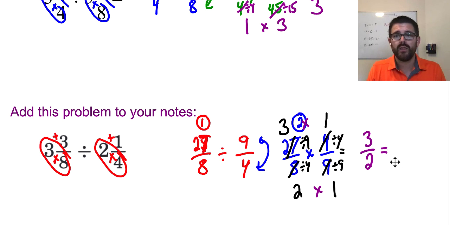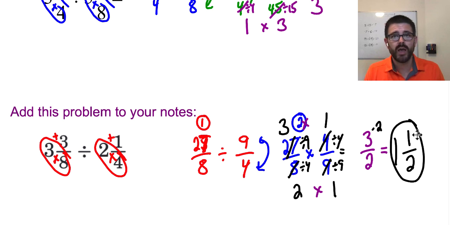And then this time I can't simplify it, but it is an improper fraction, so I need to make it into a mixed number. 2 goes into 3 one time. If I took away one group of 2, that's taking away 2. 3 minus 2 leaves me with 1 left over. So 1 and 1/2. That's how you divide mixed numbers.